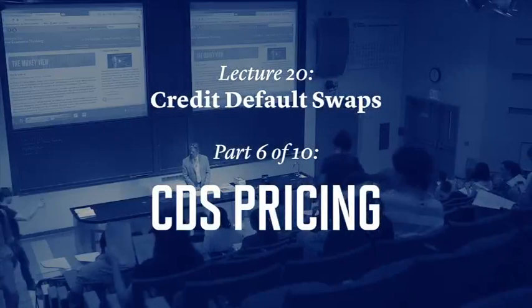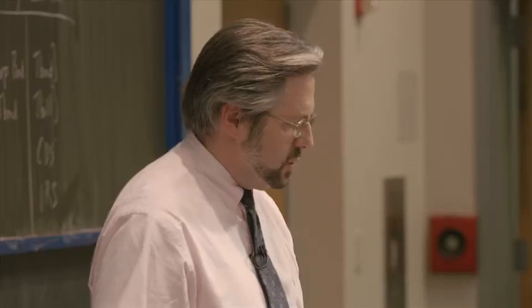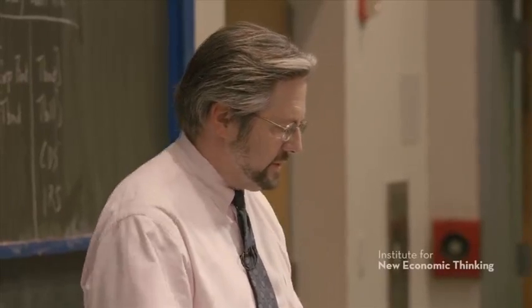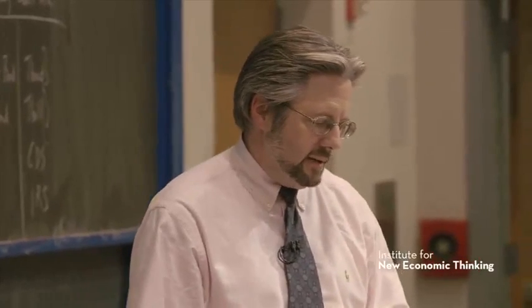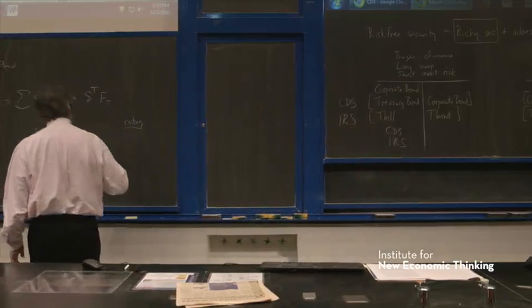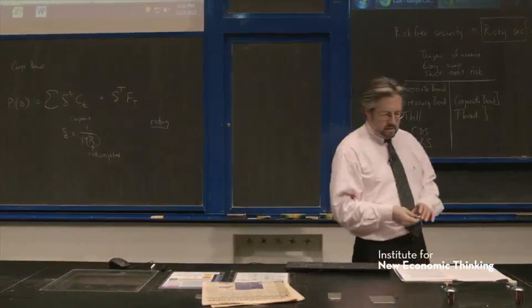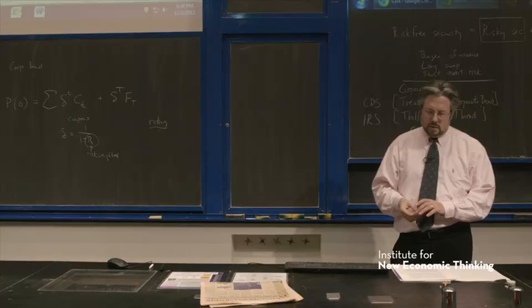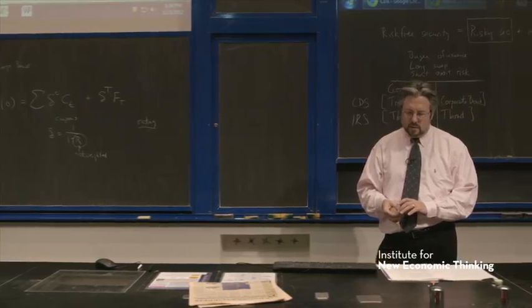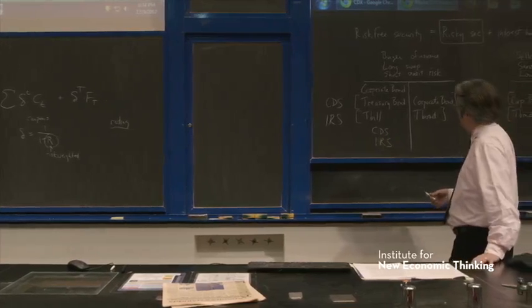Let's think of a bond that promises to pay a constant coupon for 10 years. And now suppose that we buy an interest rate swap in which one side pays fixed and the other side pays LIBOR.